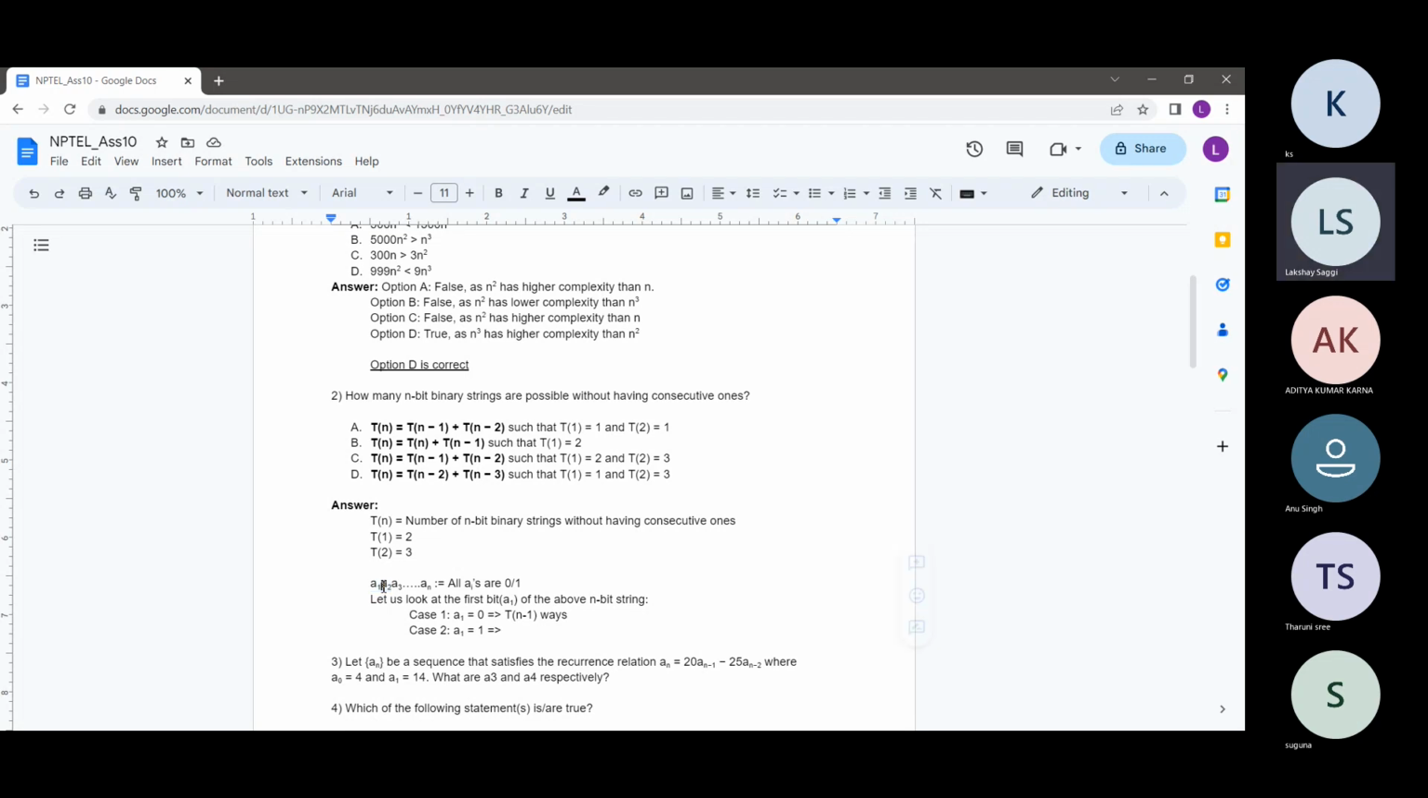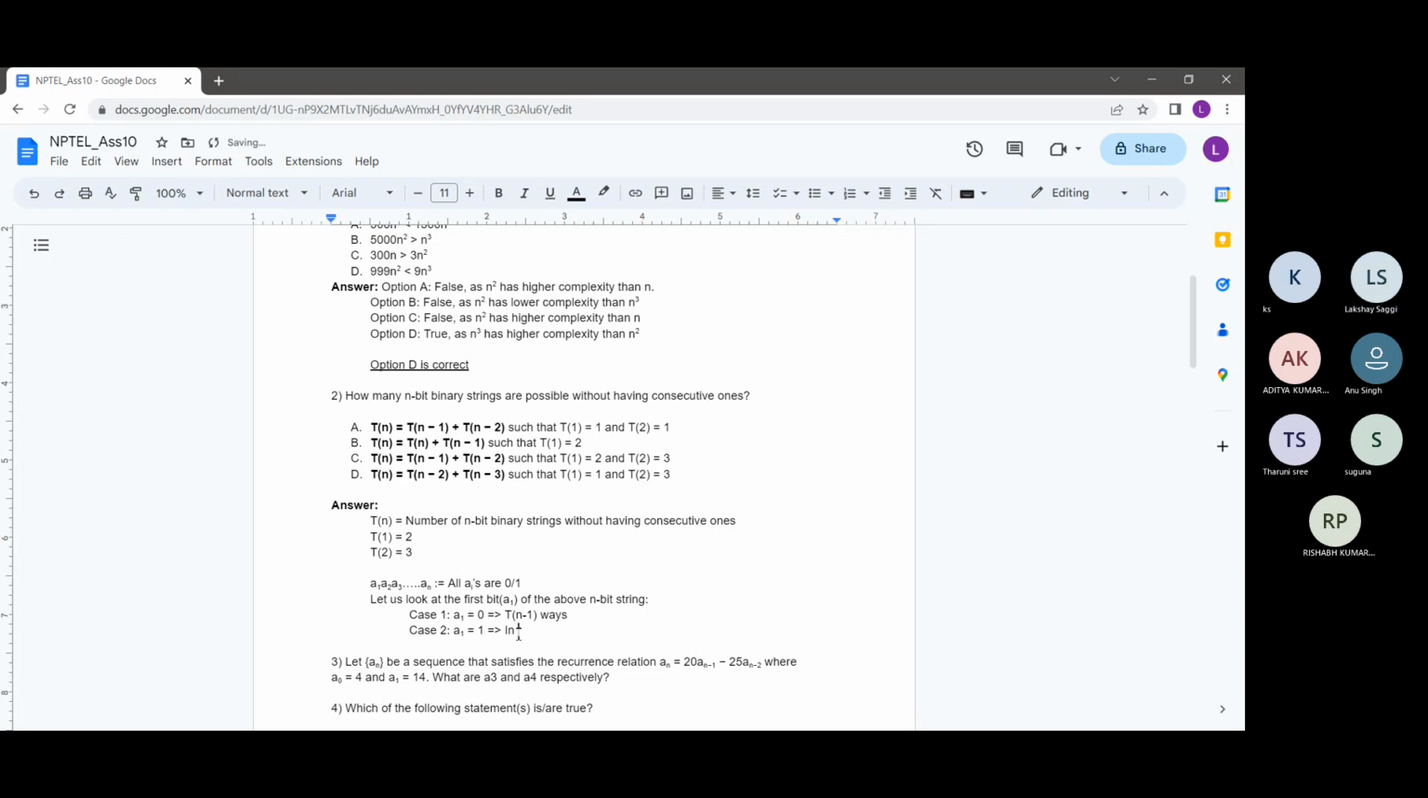This is because if A2 was also 1, then... I'll write this down also, but I'm just explaining this part. We are in the case when A1 is 1. You can think of it as the string being 1, A2, A3 up to AN. In this string, we want the number of n-bit strings without consecutive ones. Now A2 also cannot be 1, right? Because if A2 was 1, then the string will have a consecutive one, as A1 and A2 both have 1. So when A1 is 1, A2 will have to be 0, right?